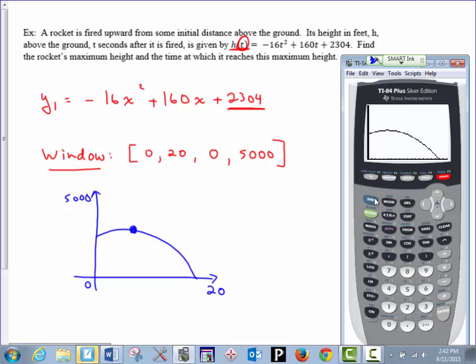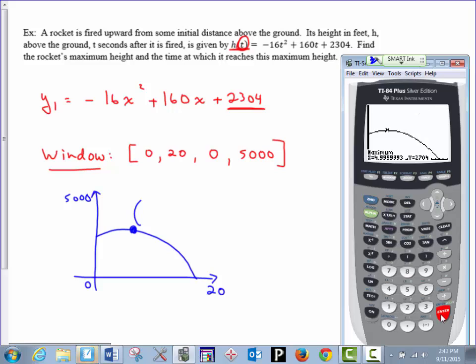To do that, we would do second, trace, and then pick maximum. Then it will ask for a left bound. We want to arrow to the left of where we think the maximum is going to be. In our graph, we see the maximum is going to be right in this area. So we want to arrow to the left and make sure we're off of that value. Press enter, and then when it asks for a right bound, arrow to the right, make sure you go past the actual value and off of that value. Press enter, and when it asks for a guess, press enter again.